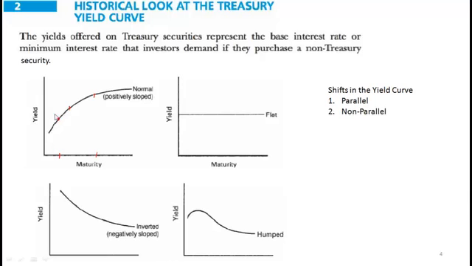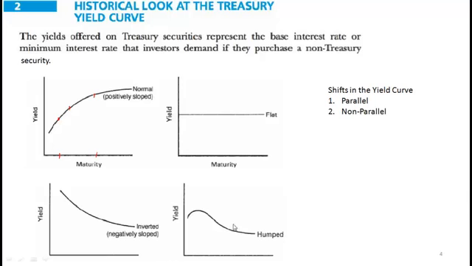What is this yield curve called? This is a normal yield curve because it is telling us that the yield on longer term treasury securities is higher than the short term. What is this telling us? This is a flat yield curve, which is saying that the yield on short-term securities is the same as the yield on long-term. This is inverted or negatively sloped. It happens, but it's not that common. So negatively sloped or inverted yield curve, and this is a humped yield curve.